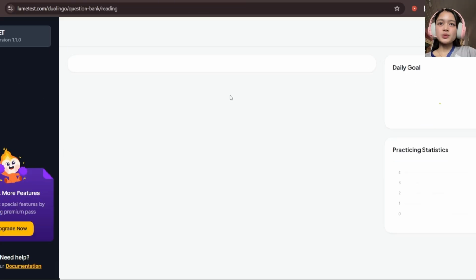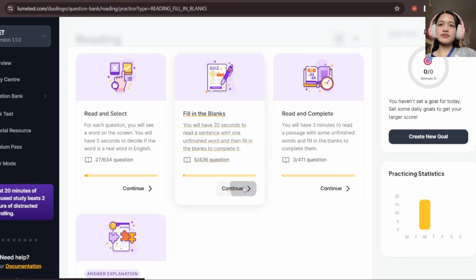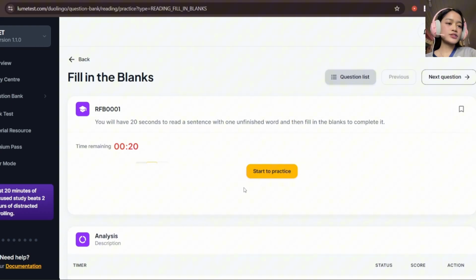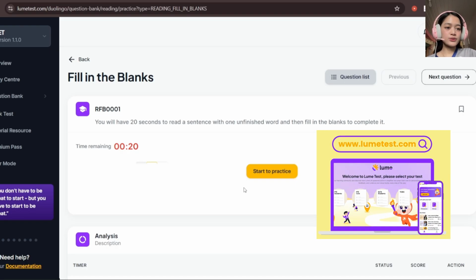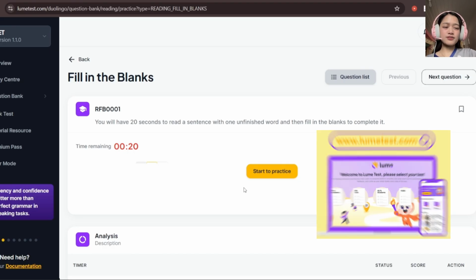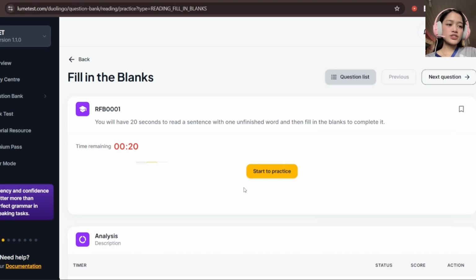So next one, let's proceed with fill in the blanks. In this task, you will have 20 seconds to read a sentence containing one incomplete word. Several letters will be missing from that word, and your job is to fill in the missing letters to create the correct word. Unlike read and select, this question requires you to use both vocabulary knowledge and context clues from the sentence. And you'll need to understand the meaning of the sentence to determine which word makes sense.